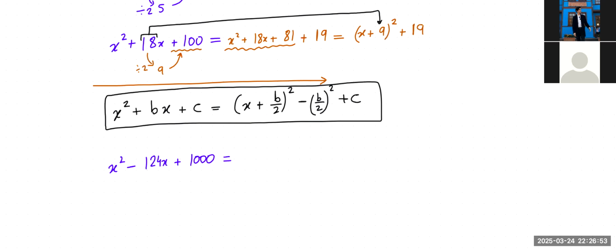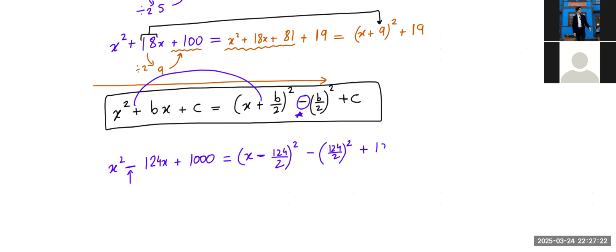Just x plus, x minus now, because you have a negative here. x minus 124 over 2 squared, plus, minus. This is always minus, because this is always going to be negative. This sign depends on b, but this is always negative. Okay. So negative 124 over 2 squared plus 1,000. And that's it. You can simplify this and clean it up, but you're done. x minus 62 whole squared minus 62 squared plus 1,000, and that's it. That's the completed square form.